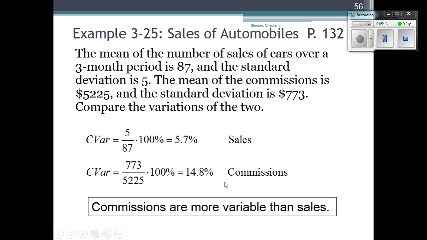Okay? So what that's saying is a car salesman's commission can vary more drastically than the amount of cars that they sell over a 3-month period of time at whatever car dealership they went to. So a car salesman can't say, well, if I sell more cars, my commission's going to go up. This shows that there are different things that play into that. It's not always just sell more cars and you make more money.